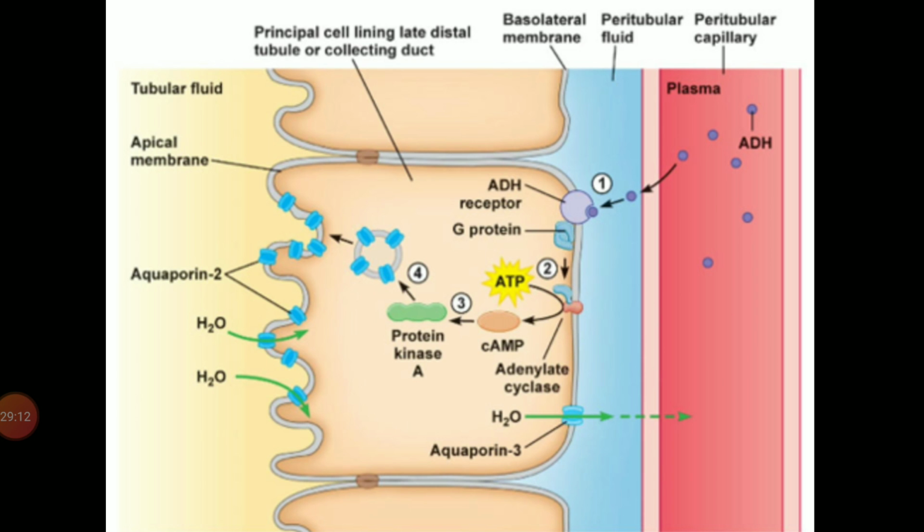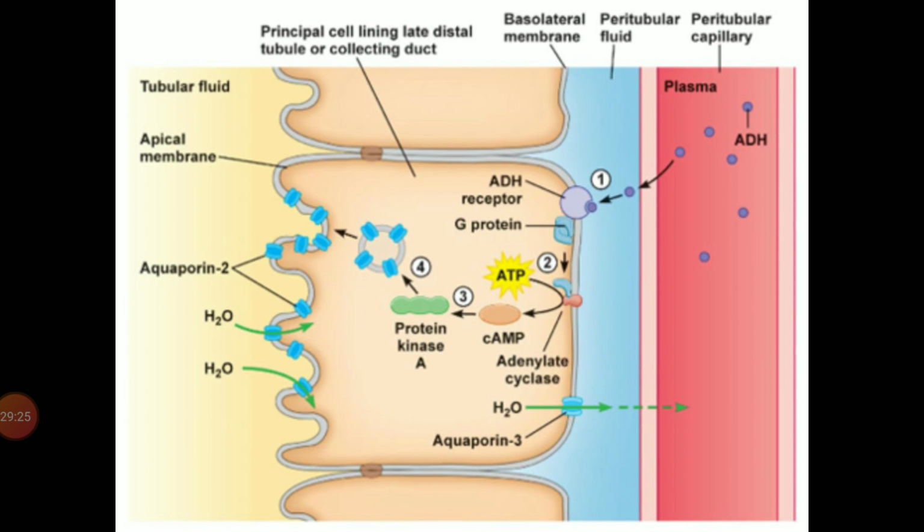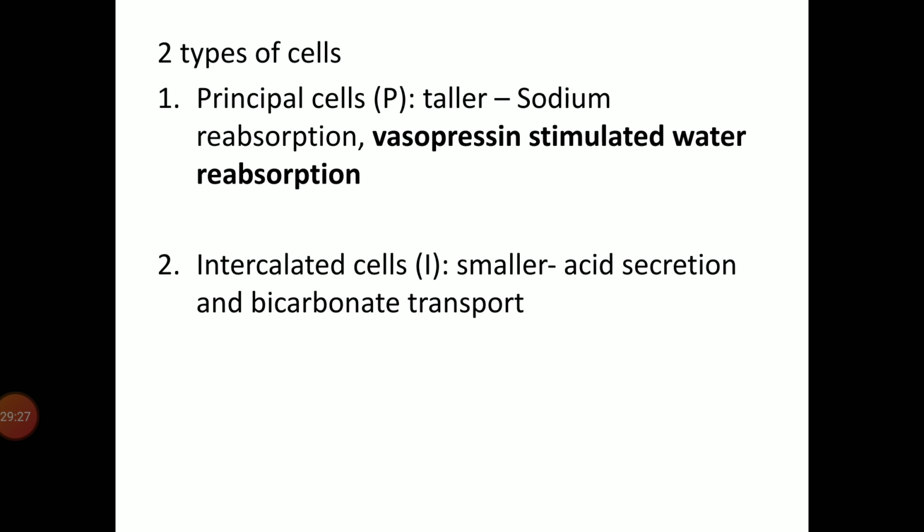So in this way, the primary function of the collecting tubule is to reabsorb the water, and this principal function is being done by the principal cell. Okay, so in this collecting tubule also there are two types of cells, the principal cells, which is taller, and its main function, under the effect of the antidiuretic hormone or the vasopressin, is causing the water reabsorption, and it is also associated with the sodium reabsorption.